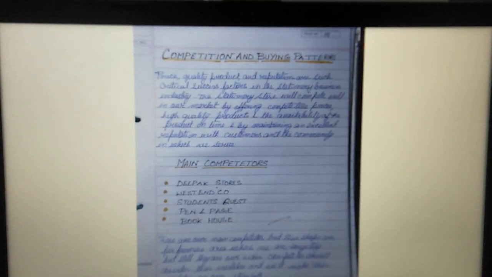Next comes the competition and the buying patterns. Competition and the buying pattern says that the price as well as the quality, reputation, each and everything will be considered while manufacturing the products. Next comes the main competitors, that is, who will be the main competitors, it is discussed here. Now you can add here your own competitors for the business.